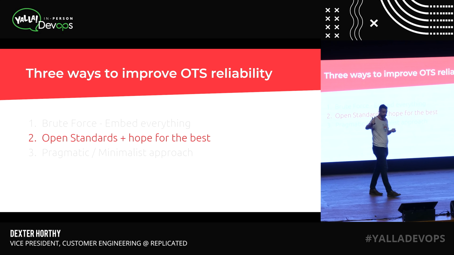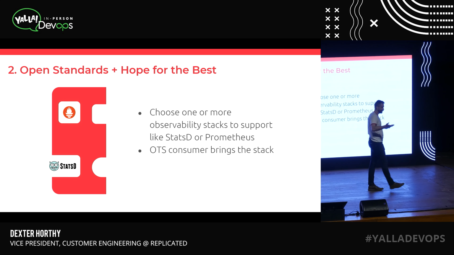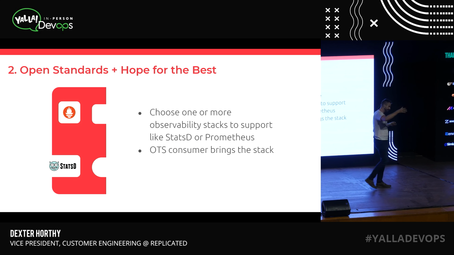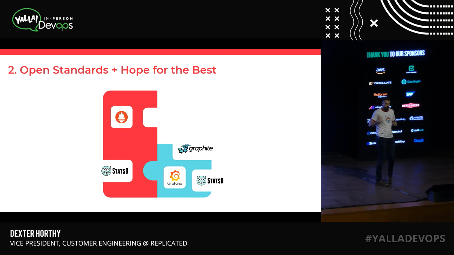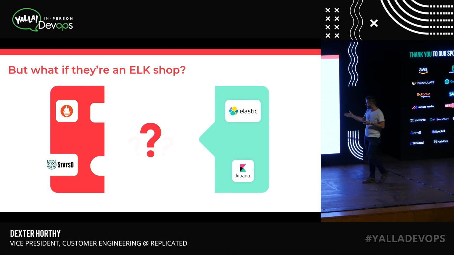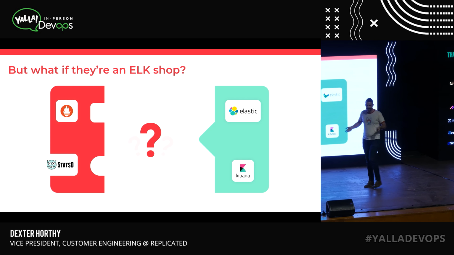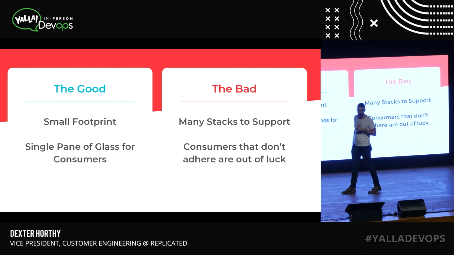The second one I want to talk about is open standards. So this is where you build adapters for different observability stacks, and you say, hey, if you have Prometheus, here's where you scrape. You say, hey, if you have statsd, give me an endpoint, and we'll push it through into your pipeline. This one kind of falls apart, because what if they're an ELK shop? I don't know. I've got to either build an adapter, or they've got to build an adapter.